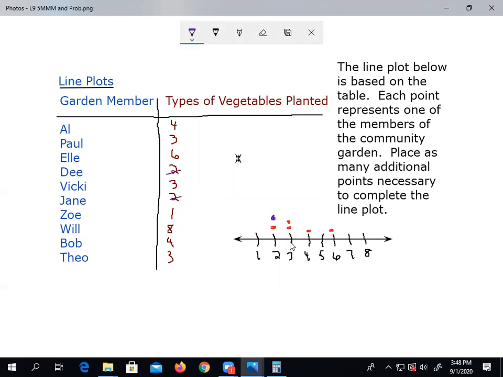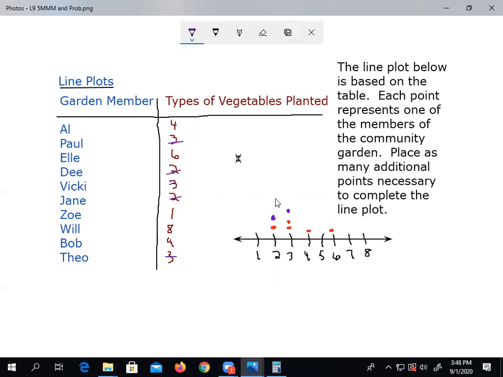The 3s, there's got to be, I've got 2 already, but how many 3s do we have over here? There's 1, 2, 3 3s. So I'm missing one of the people there that planted 3 different types of vegetables. So I've got 3 3s now marked off.